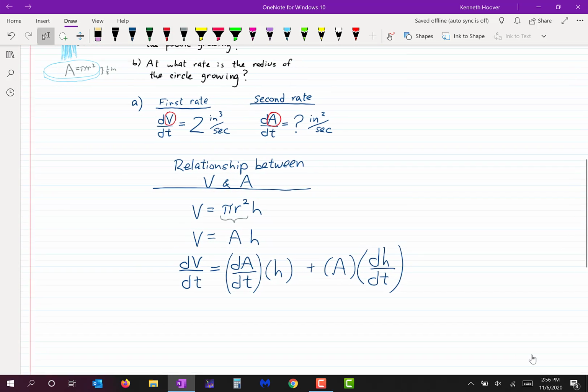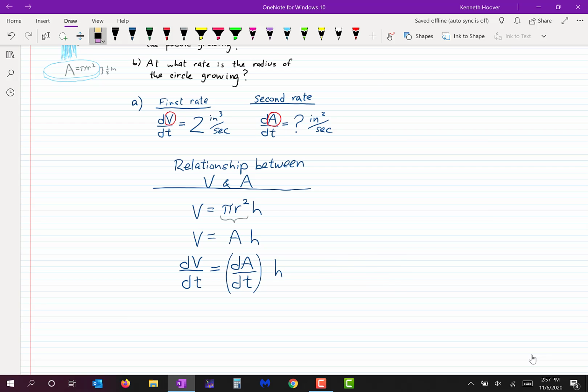So when I do the derivative of A times H, I just get the derivative of A times H. Because H is not a function of t. It's not changing over time. It is a constant. Just like if you had x times 5 and you wanted to find the derivative with respect to x, you would have what? 1 times 5 would be the answer. You see what I'm saying?